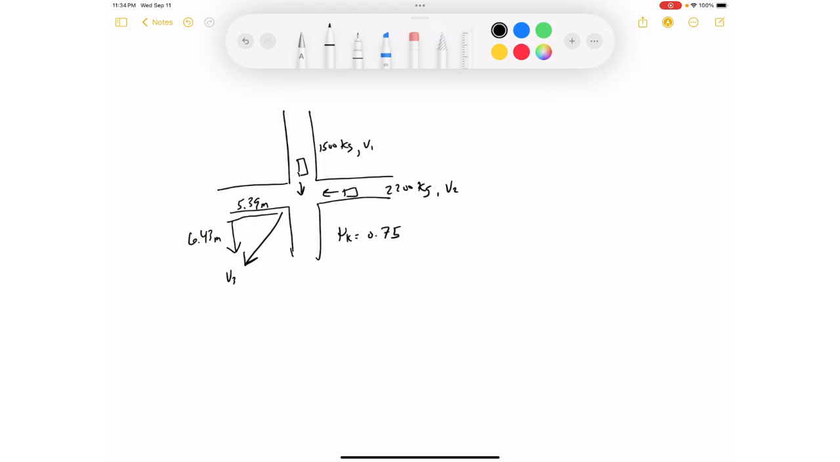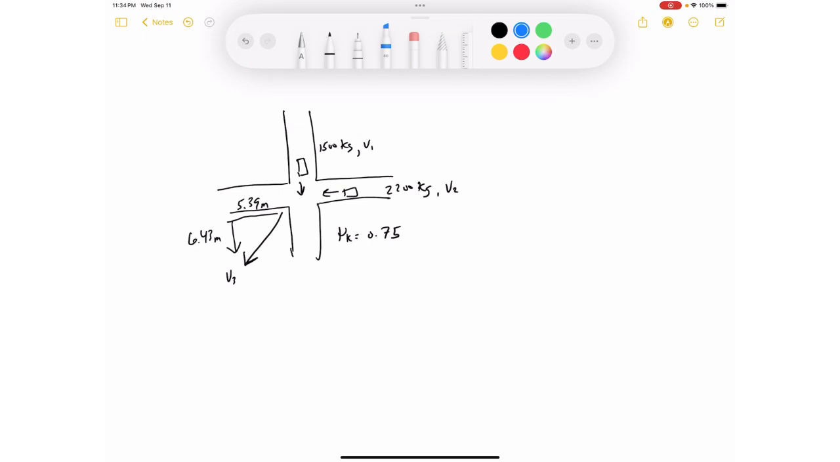Okay, so here we have a problem. It's another momentum problem where we have two cars. We have this car that's going down. So there's a road and there's an intersection, and then the cars are going to collide in the intersection.